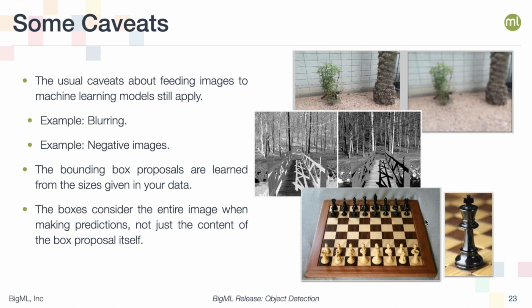So the usual caveats about feeding images to machine learning models still apply. If you fed a bunch of images of little trees like this into your training algorithm and all of the images that you fed in were very sharp, if you feed in a blurred image, it's not going to work. It's going to assume that this is not a little tree because little trees are never blurred in the world of the algorithm. In the world of the algorithm, little trees are always sharp. And so it will, in many cases, assume that a blurred tree is not a tree at all.